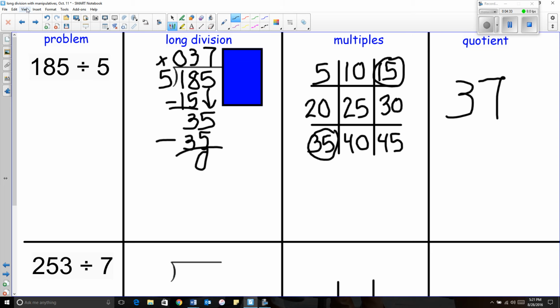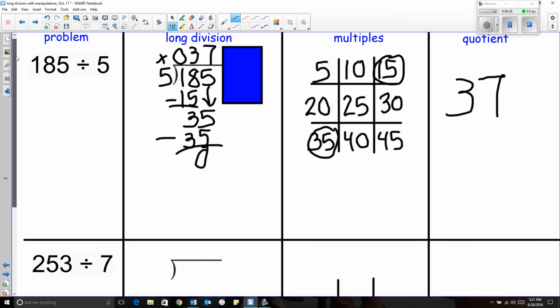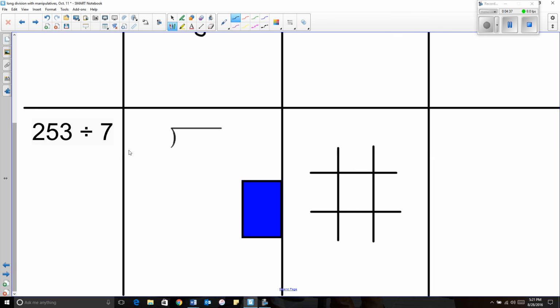So we're going to go on to the next one together. We'll do a couple of these, and then you guys are going to be on your own for the rest of them. So here I'm going to go ahead and set up 7, and I want to put it into 253. So this time, what is my divisor? I'm hoping right now you're saying 7, even though I'm not there. You should be saying 7 is the divisor. That's what I'm making groups of.